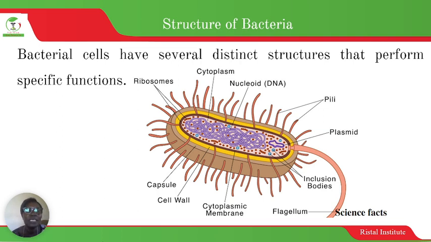Let's look at the structure of bacteria. Bacterial cells have several different structures, and these different structures perform specific functions. Some of these structures include the nucleoid, which contains the DNA, that is deoxyribonucleic acid, the cytoplasm, the ribosomes, the pili, the plasmid, the inclusion bodies, flagellum, cytoplasmic membrane, the capsule, and the cell wall.